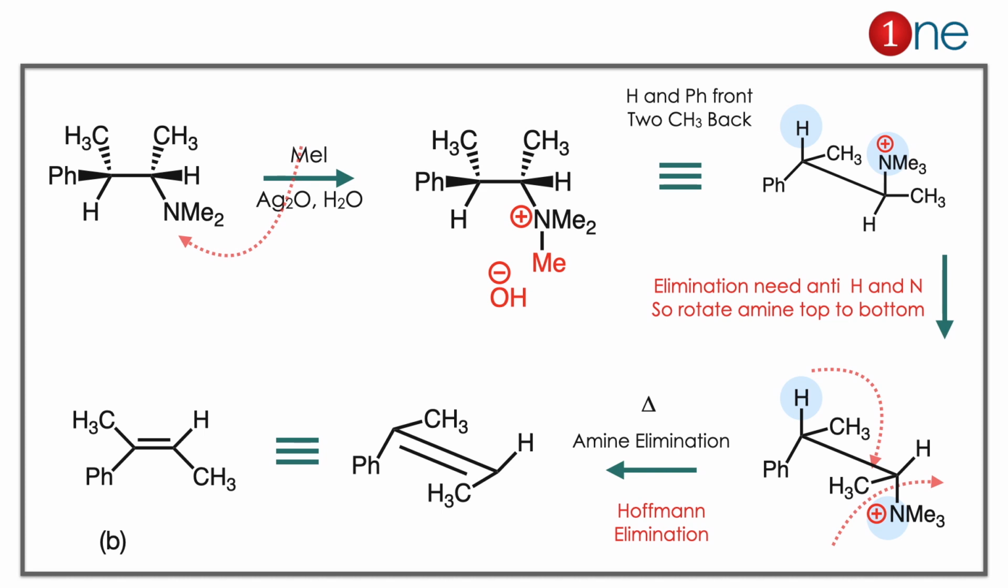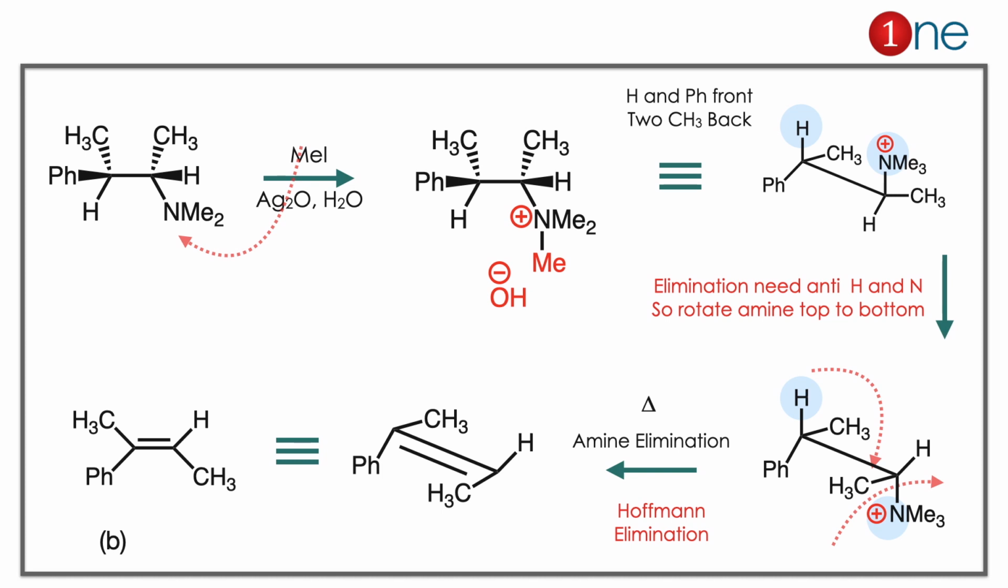So we redraw with conformation here. So NMe and hydrogen are on the plane, phenyl and hydrogen above the plane, methyl behind the plane. So we redraw in the conformation form. Here the amine and hydrogen should be anti to each other. So we rotate the bond. So we rotate the amine from top to bottom. Hence the hydrogen and methyl positions are changed.